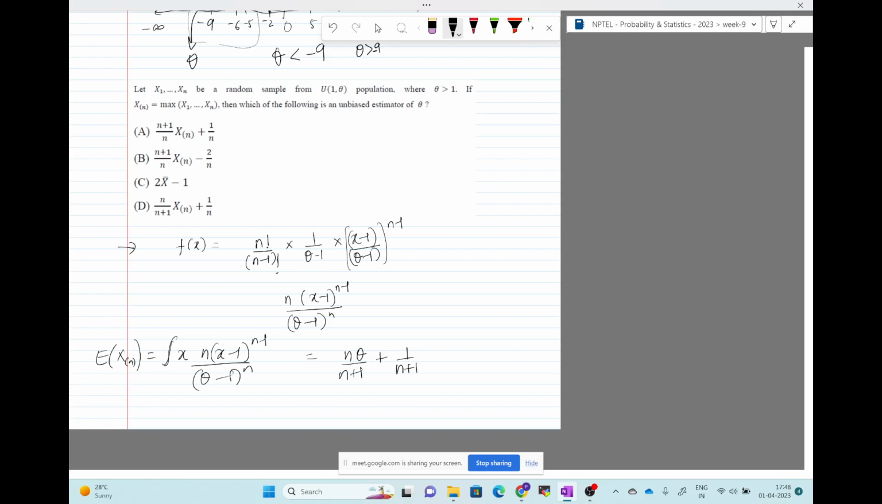So theta is the maximum point. So n by n plus 1 into xn plus 1 by n plus 1. This does not match any option. But one tip I thought of: though they have given xn, we could take up the x bar itself, like the expectation of x bar, and try the easiest of all the options, and then move on to the rest if that doesn't work. So I tried from C itself first.